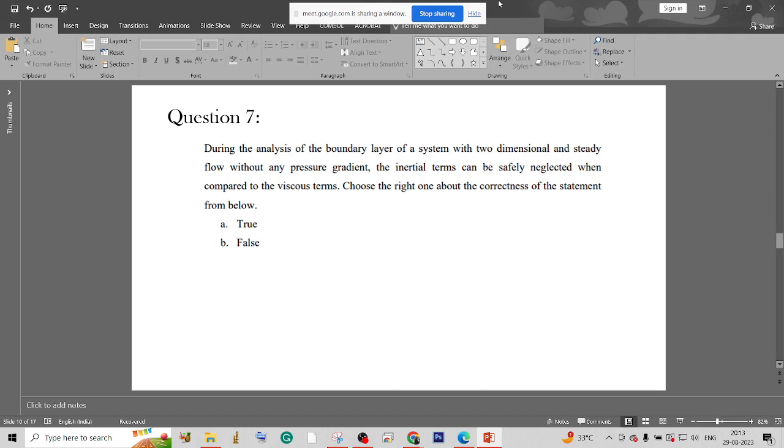True. Tell me again, how come it is true? How can inertial terms be neglected? The pressure gradient is neglected. But then the inertial terms, the gravity and all. No, gravity is different. The inertial term is on the left-hand side.